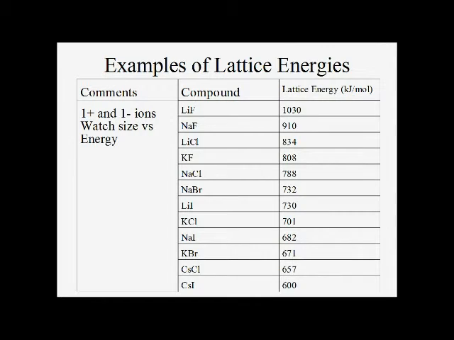Then we go down to the +1 -1. These are 1,000 or less kilojoules per mole. And we see the smallest cation, lithium, with the smallest anion, fluoride, has the highest lattice energy. We go down to the bottom, we have the biggest cation, cesium, with the biggest anion, iodine. This has the smallest lattice energy. So lattice energy decreases as our ions get bigger.